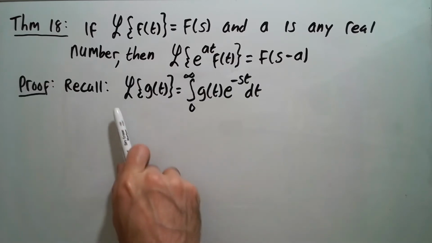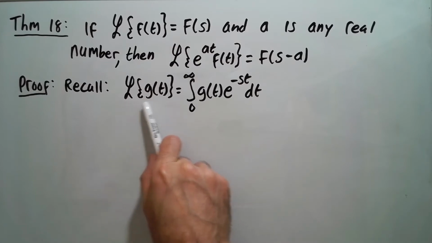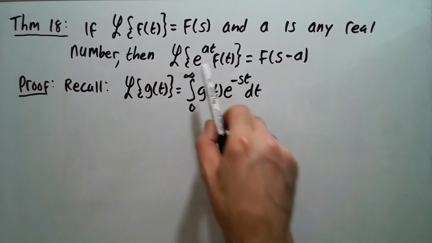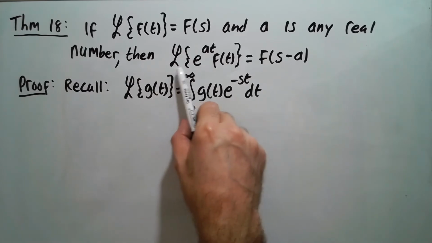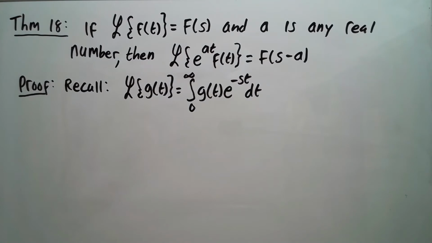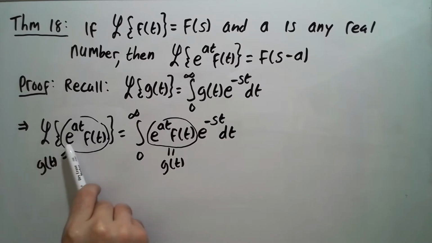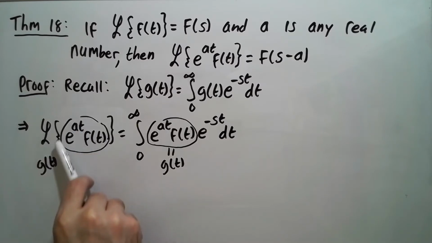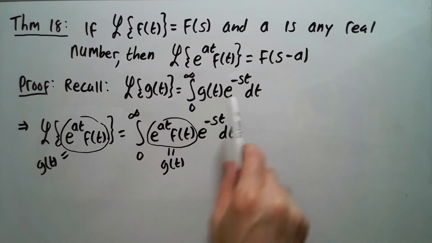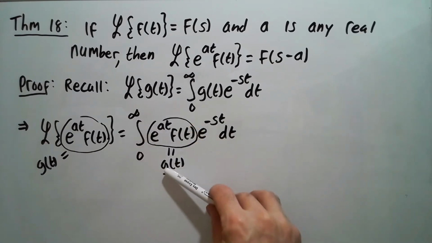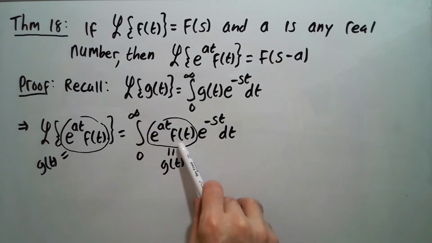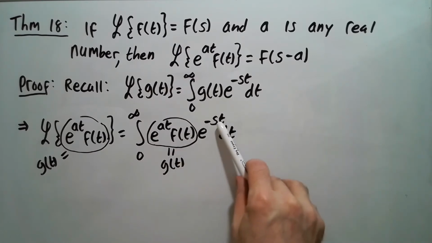Okay, so the first thing is to recall the definition of the Laplace transform. Say the Laplace transform of g of t is going to be the integral from 0 to infinity of g of t e to the minus st dt. Okay, now let's look at this guy. Now the Laplace transform of e to the at f of t. Let's call this whole thing g, so I'm using this definition up here. So it's going to be the integral from 0 to infinity of my g. My g here is e to the at f of t, then e to the minus st.